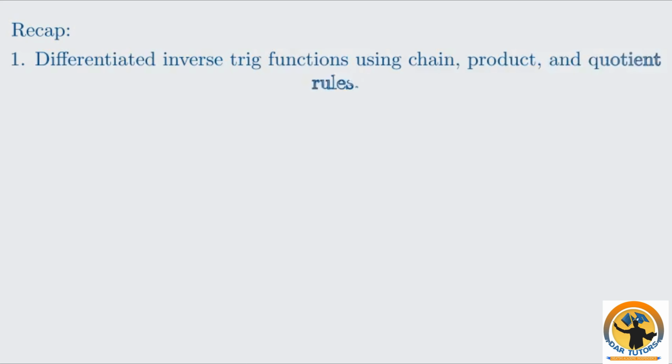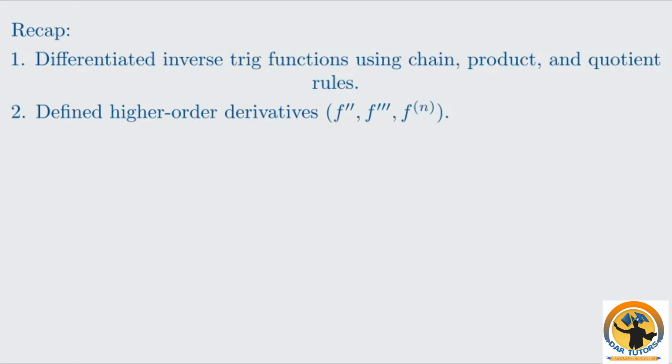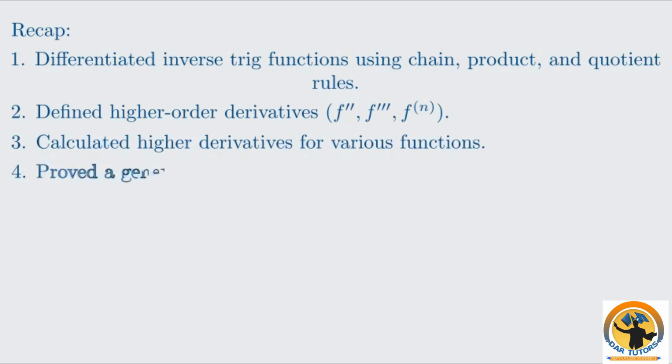Let's quickly recap what we've covered. We started by learning the derivatives of inverse trigonometric functions and how to apply the chain, product, and quotient rules to them. We then moved on to higher-order derivatives, understanding that the second derivative is the derivative of the first, and so on. We saw how to calculate these derivatives and even proved a general formula using mathematical induction. You are now equipped to solve a wide range of differentiation problems at the IB higher level. The key is to identify the correct rule to apply at each step.